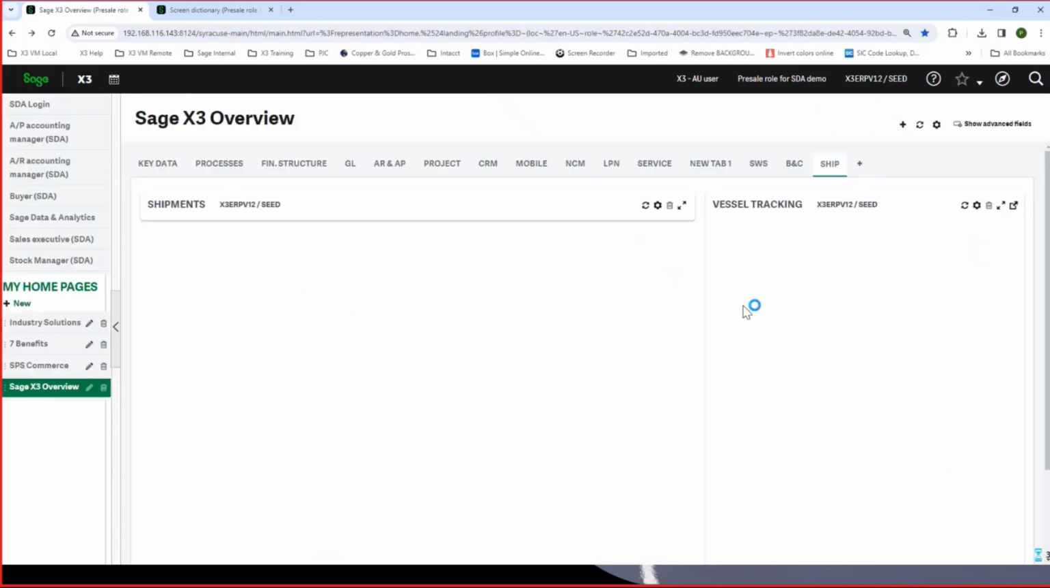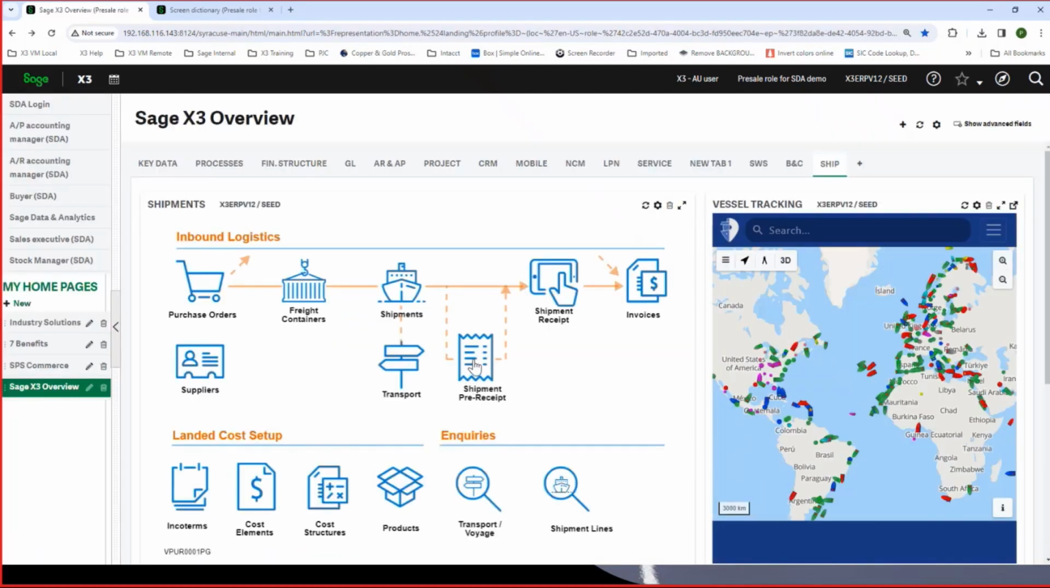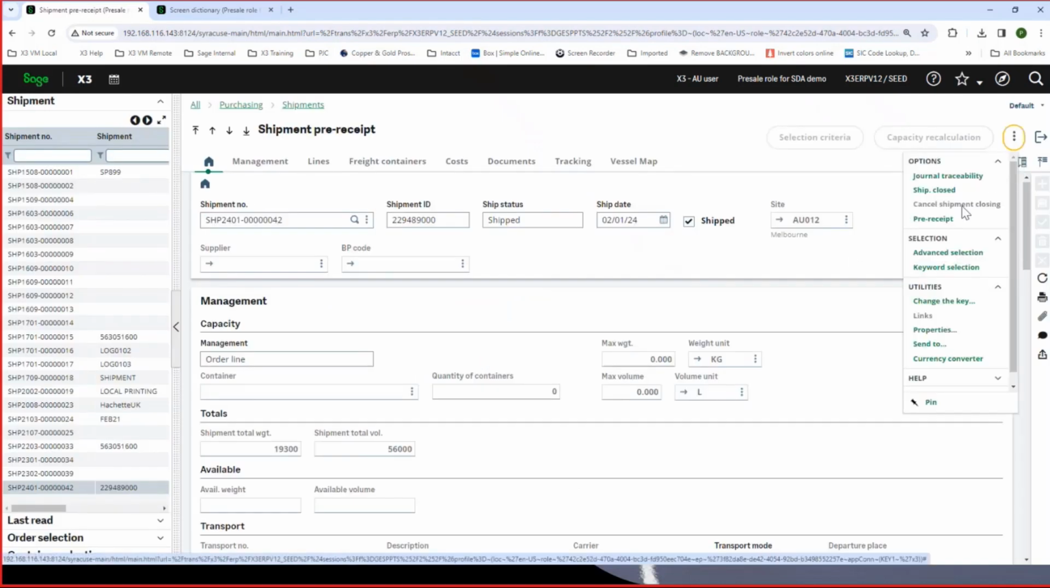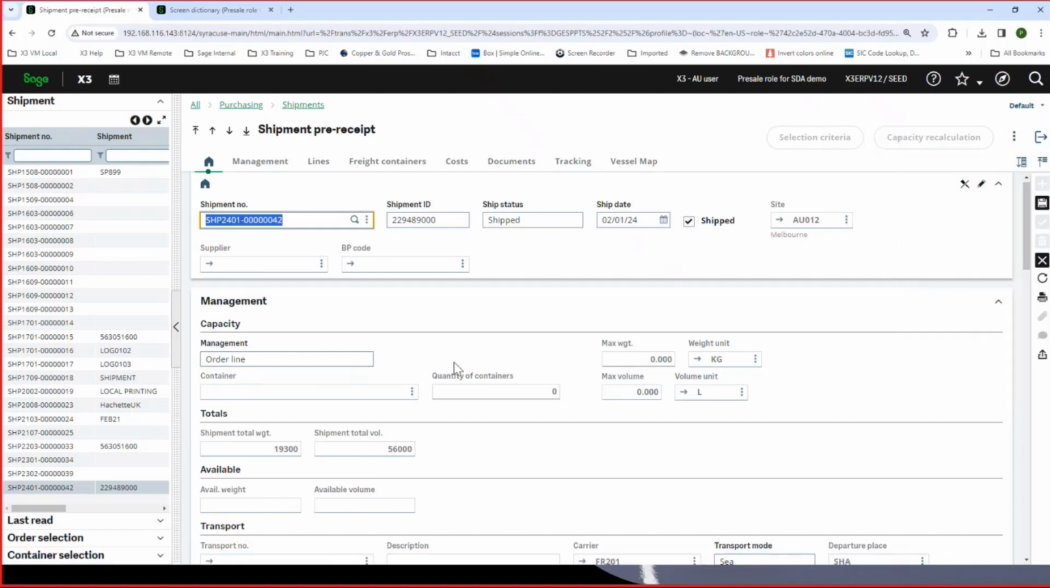You notice that there's also an option of shipment pre-receipt. So this is working in a similar way, but it's not actually putting things in stock. This is an option that you can use when your supplier has informed you of changes in dates, changes in quantities. And ahead of time, you can start making adjustments to your shipment. So when the receiving team ends up receiving this shipment, they'll have up-to-date information.